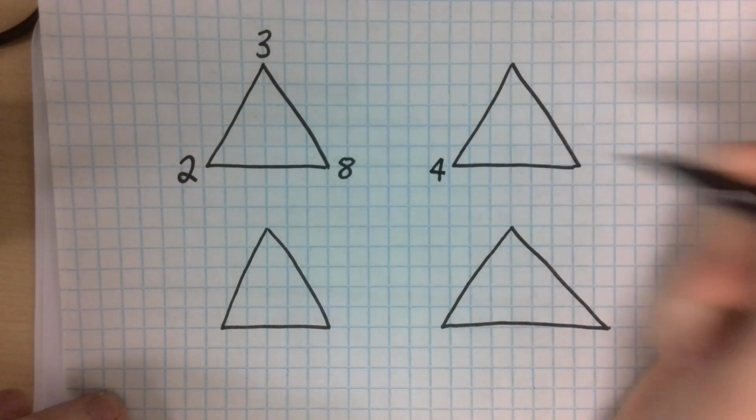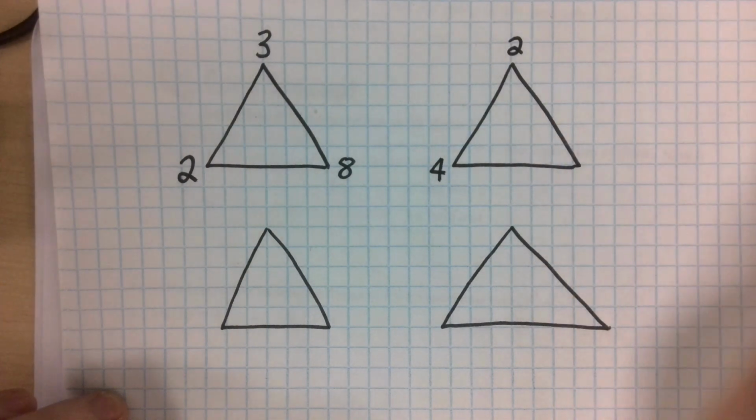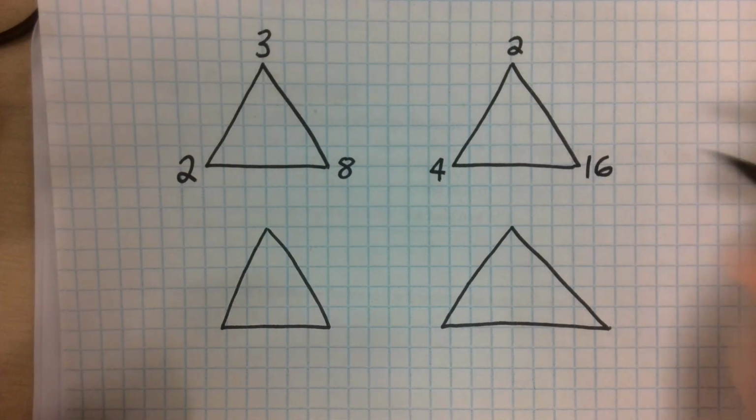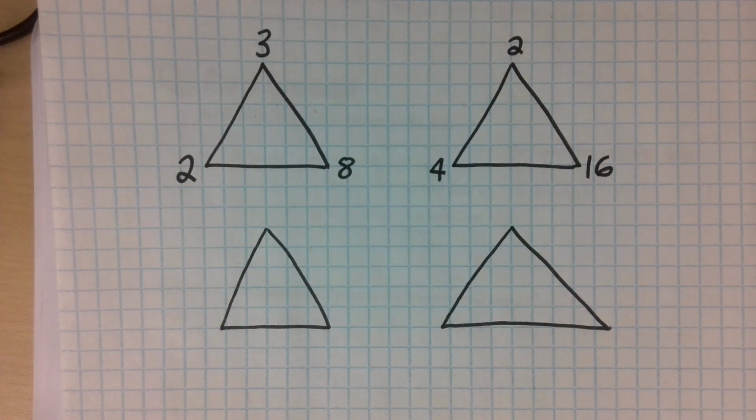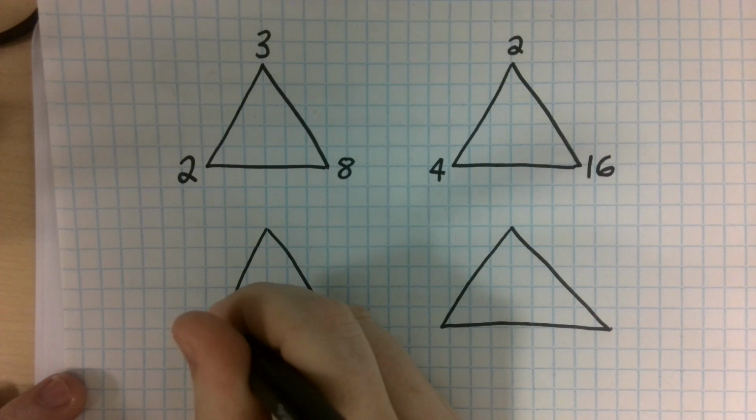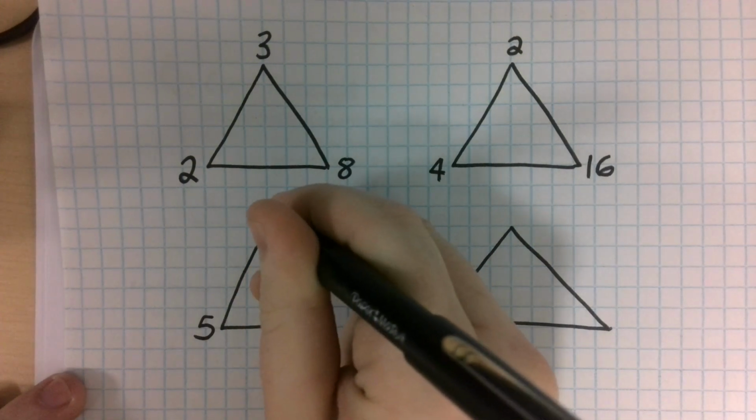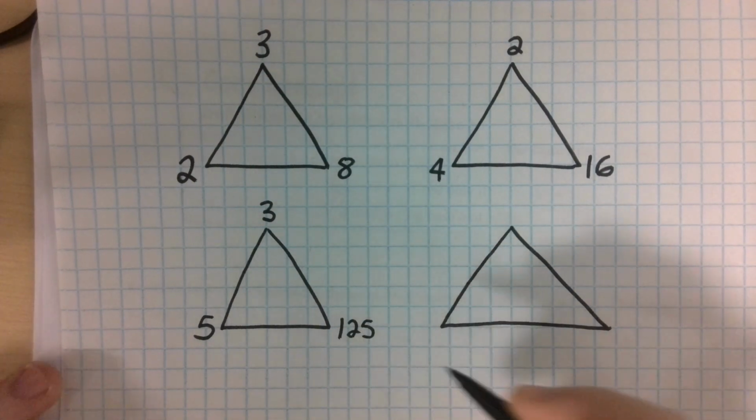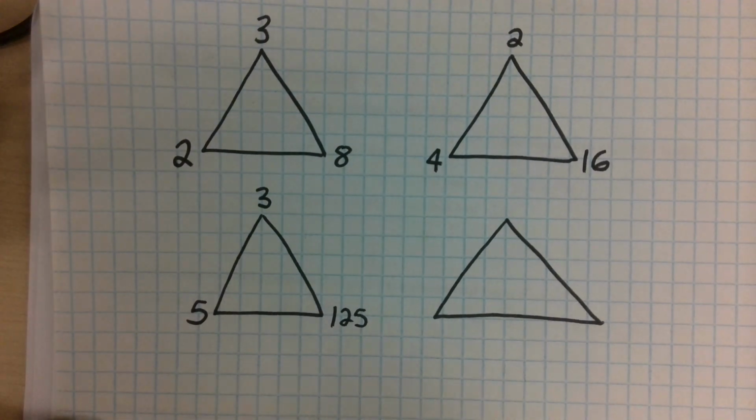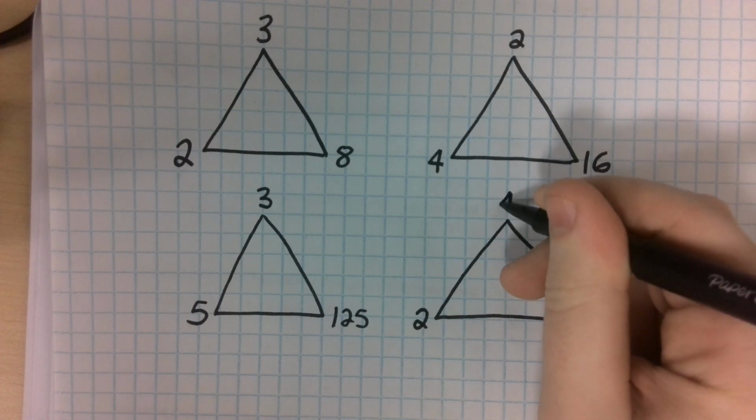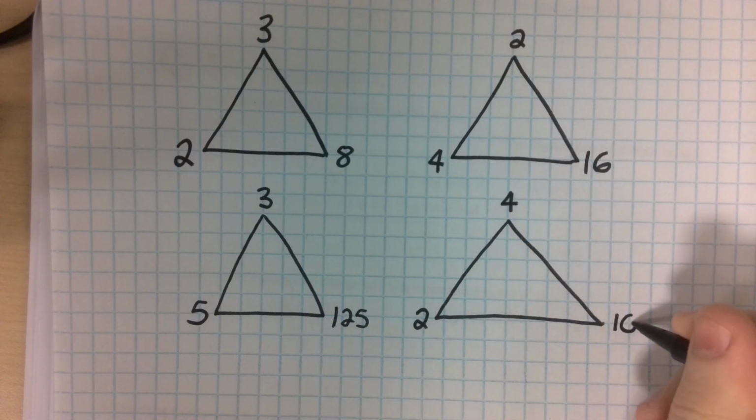Let's see another one. Maybe put a 4 here and a 2 here. That means that this side must be 16. Some of you might be able to pick up the pattern already, but let's take a look at another one. Let's do 5, 3, and 125. And one more just for good measure. Let's do 2, 4, and 16.